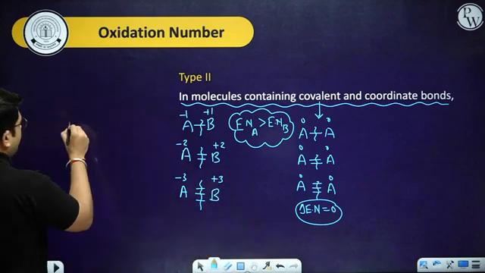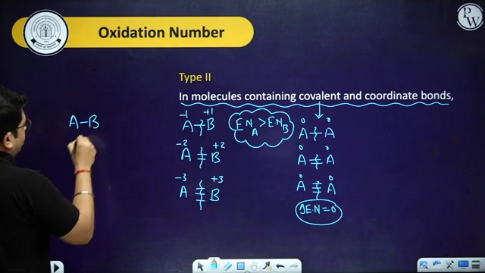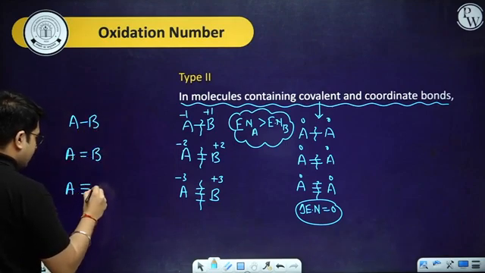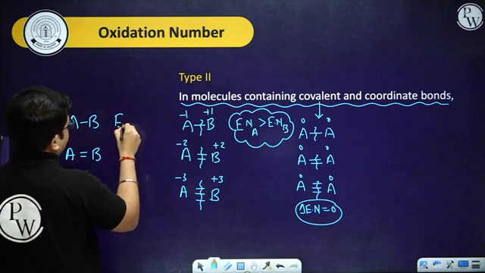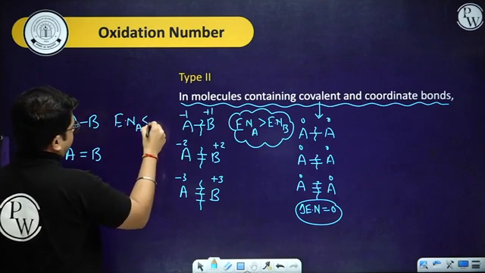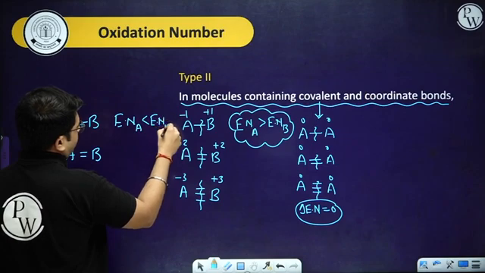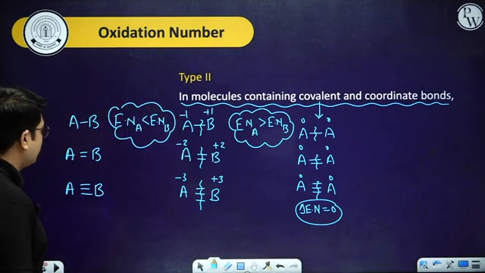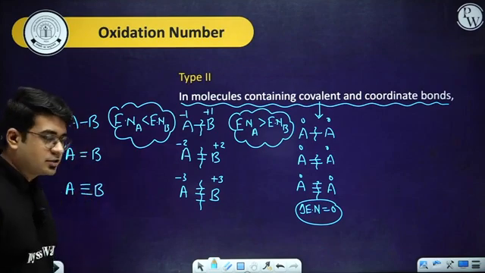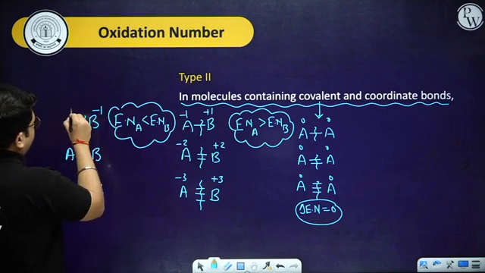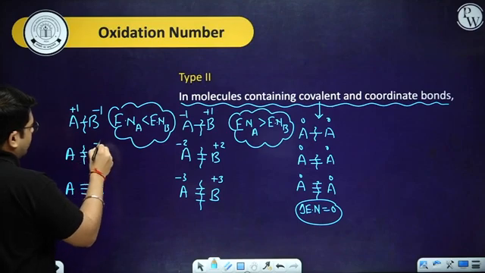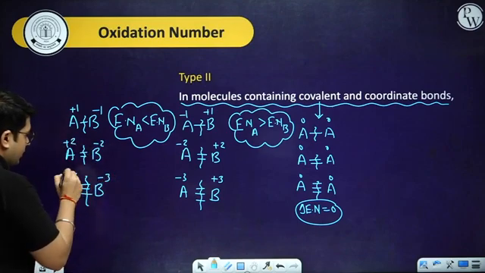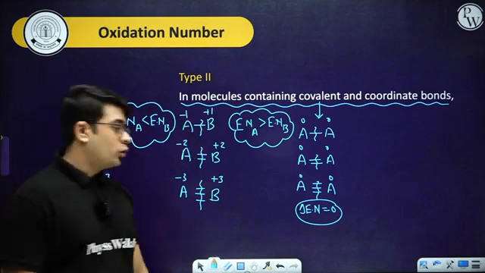Now let's say we have A single bond B, A double bond B and A triple bond B. In this case, let's say the electronegativity of A is less than the electronegativity of B. Now B is more electronegative in this particular case. So what happens? B will acquire negative charge. So in single bond it is -1 +1, in double bond it is -2 +2, in triple bond it is -3 and +3. This is the case of covalent bond only.